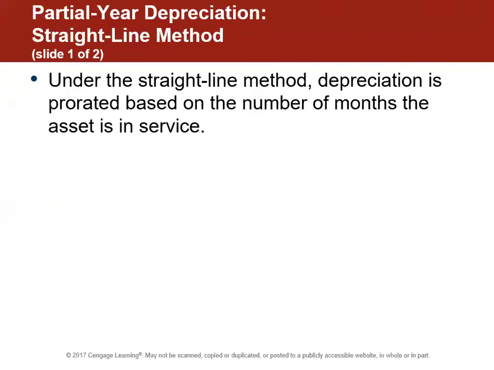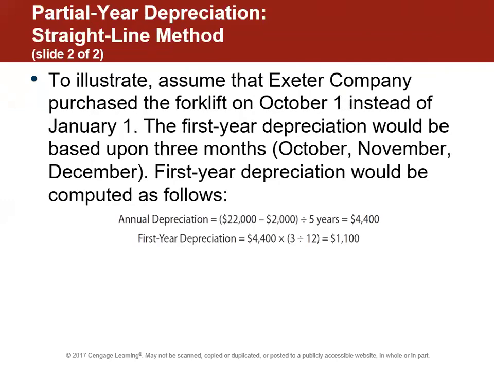Straight line method, it's really not very difficult. We can quickly take a yearly depreciation rate, divide it by 12 to get a monthly amount. Okay, so it's really just kind of separating it out. So same example, but we're going to look at, well, what if we purchased that forklift on October 1st instead of January 1st? Well, then we owned it October, November, December, right? So we've had it for 3 months.